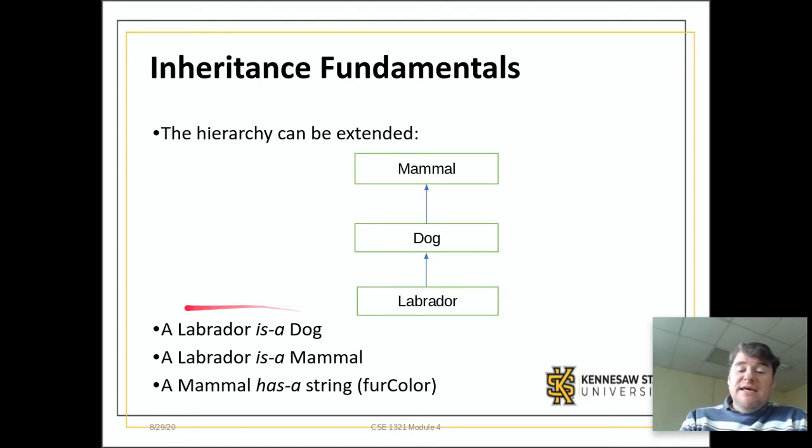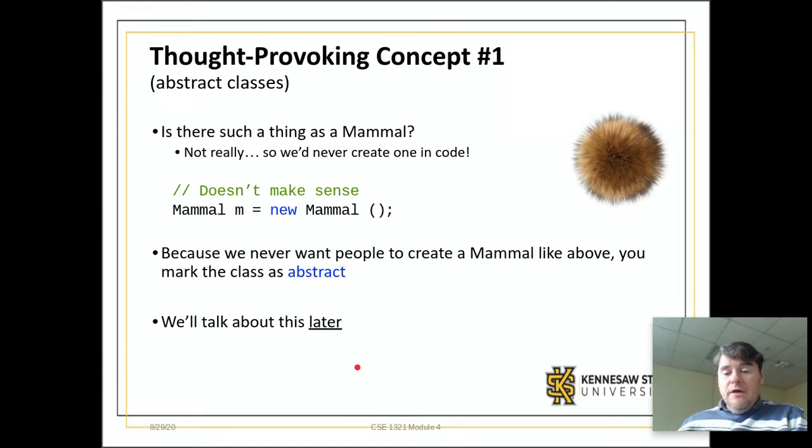You would definitely say a Labrador is a dog, and a Labrador is also a mammal. So it is fair to say that Labradors are dogs and Labradors are mammals, because they are all in that same hierarchy. And it is also the case that Labrador will have access to the fur color.